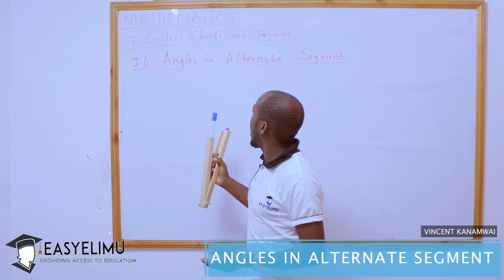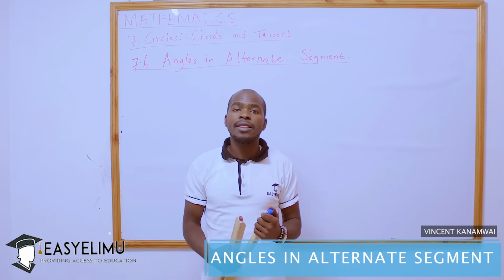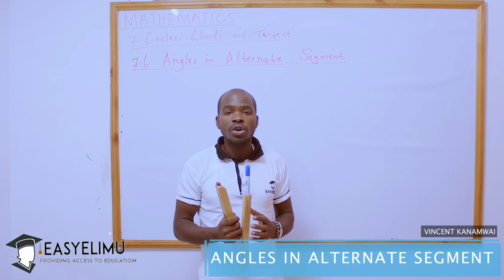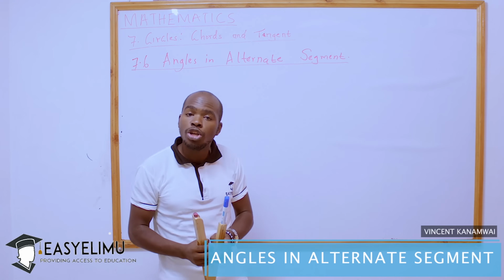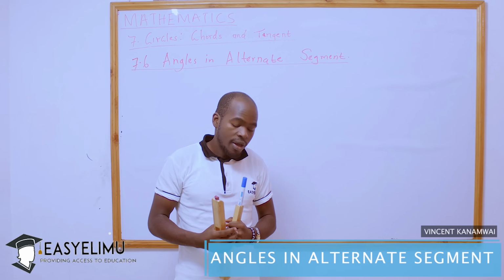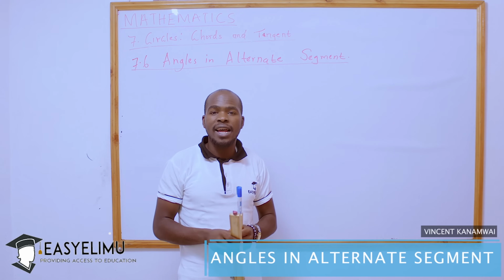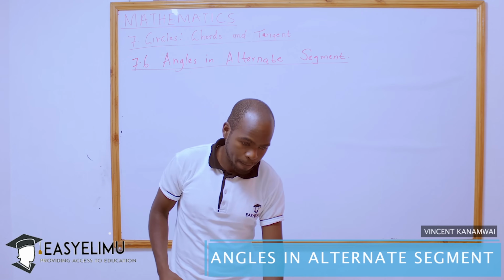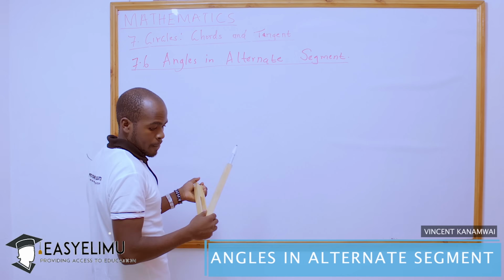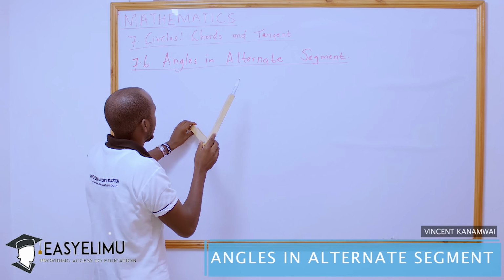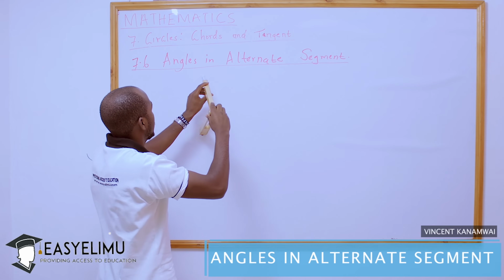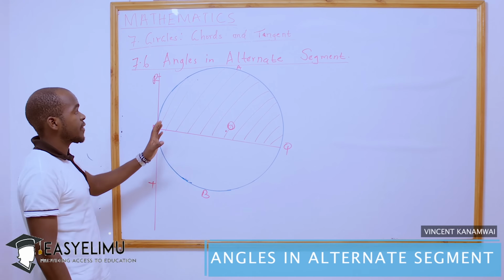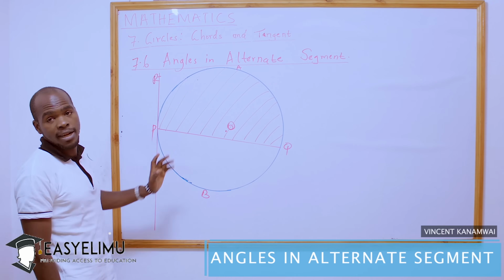We are going to see angles in alternate segments, and to understand this you need a circle and some chords in that circle and a tangent. So in order to find this, I'm going to construct one circle here which will help us to understand what angles in alternate segments are. Now, I have drawn a circle which will help us to understand it well.